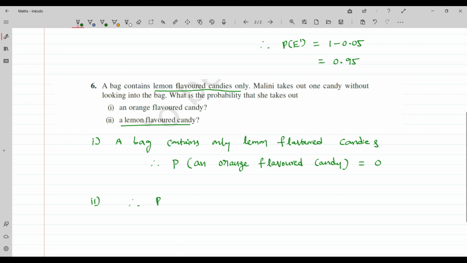Therefore, the probability of a lemon flavored candy is equal to 1 by 1, that is equal to 1. As we know, P of E equals favorable outcomes upon total outcomes. Here favorable outcomes are 1 and total outcomes are also 1. So 1 by 1 equals 1. So this event is called a sure event, because if the probability of any event is equal to 1, that event is called a sure event.